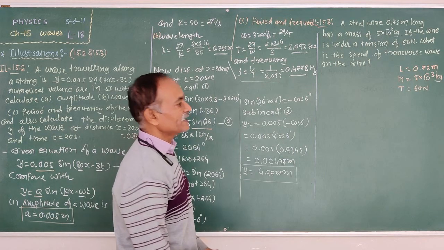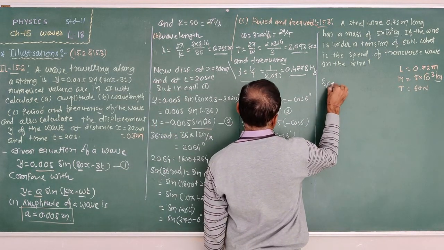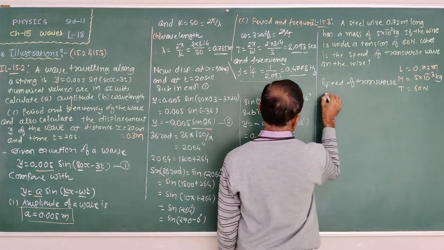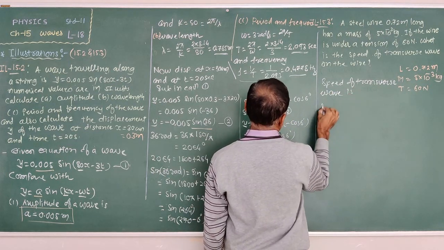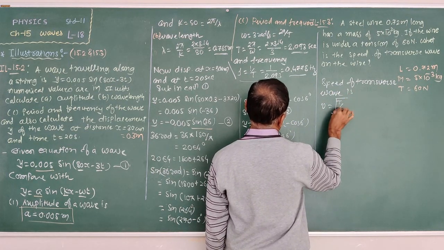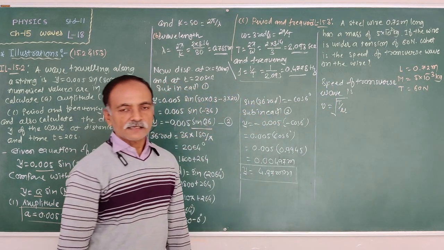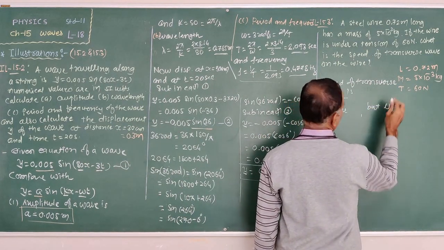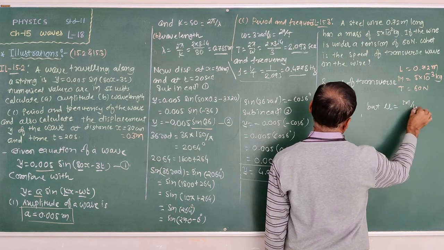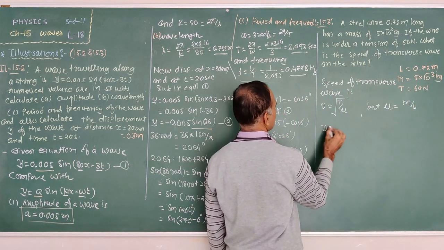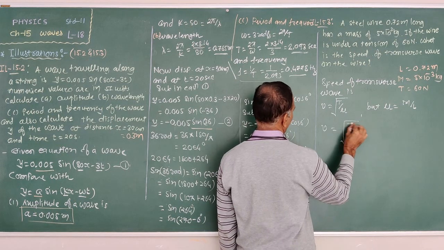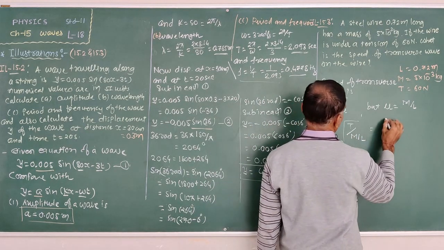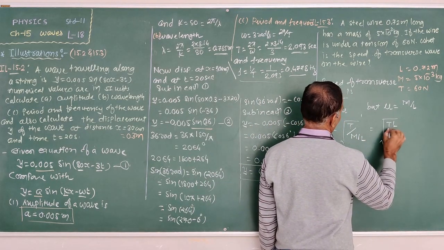So we know that the speed of a transverse wave is V is equal to under root of T upon mu. Mu is the linear mass density, but we know that mu is equal to mass per unit length, m upon l. Therefore, wave speed V is equal to under root of T upon m upon l. So this equation becomes under root of TL upon m.